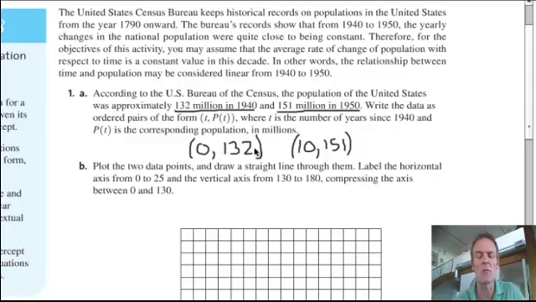So I've written these as ordered pairs. Now, if I'm saying that 1940 is my starting year, then that's t equals 0. So 1950 is 10 years later, so that's t equals 10. So here are the ordered pairs: for 1940, 132 million, and for 1950, 151 million. I'm going to plot these two and draw a straight line through them.